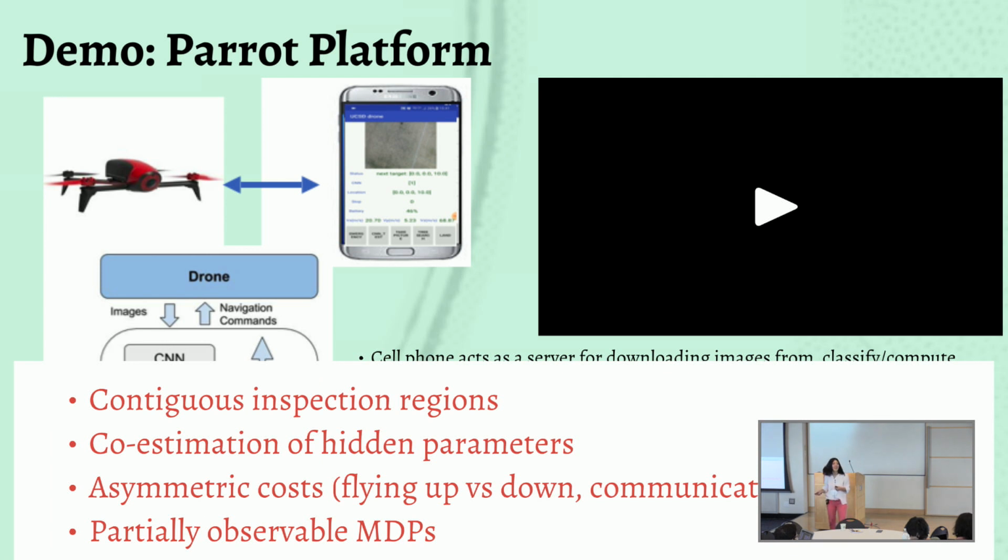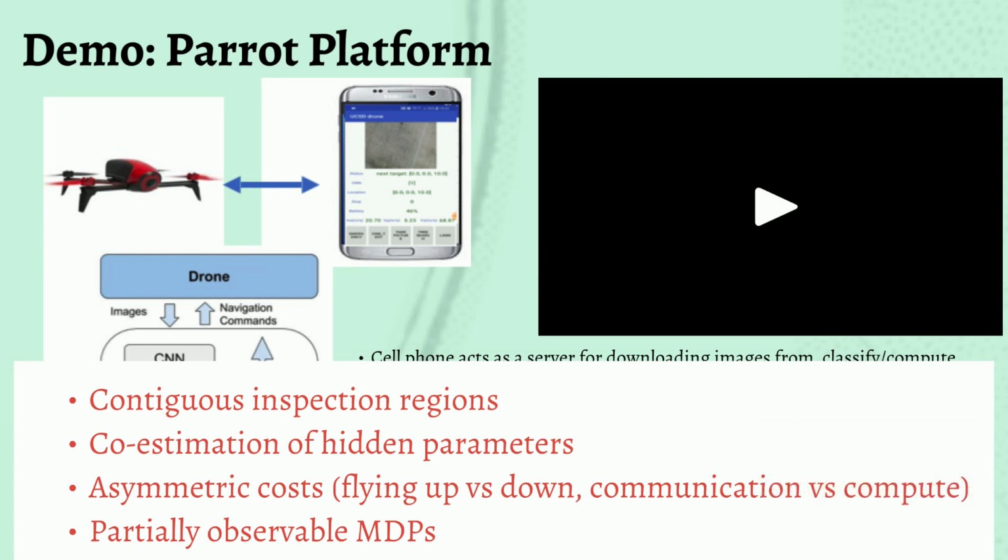A bunch of things that we had to account for here is that, of course, the region is not completely arbitrary. We had to do this hierarchical structure. The inspection regions were contiguous. There's many, many hidden parameters. Just like the fading parameter is a hidden parameter, here the light in the day mattered for our computer vision algorithm. In a cloudy day, the color of the ball is not as conspicuous as in a sunny day, and so on and so forth. So we had to update those parameters during flight time.